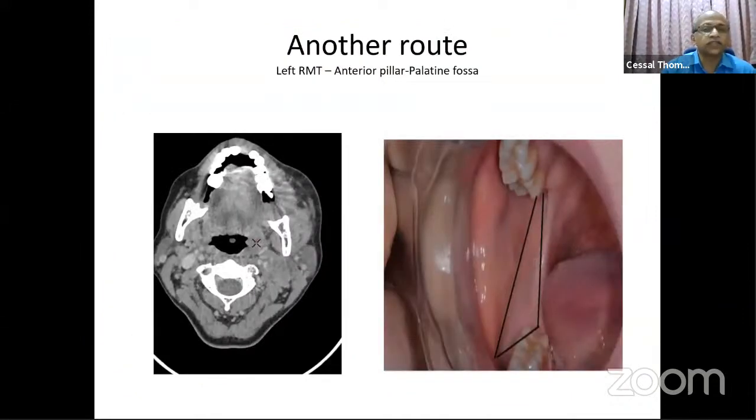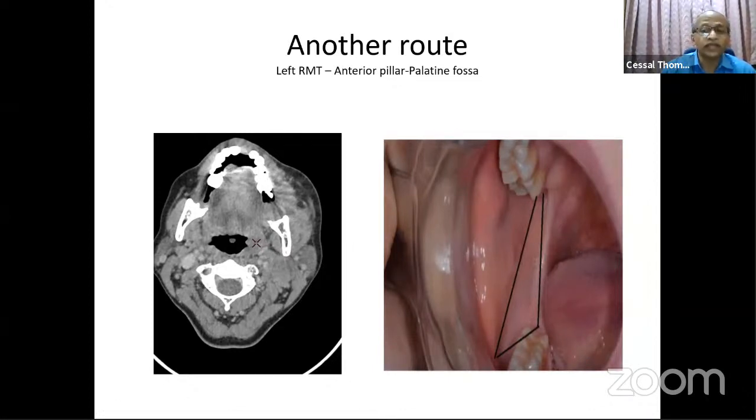And also there is another route, which of course you can see clinically: from the retromolar trigone area, it can go to the anterior pillar, anterior fossa, and from there to the palatine tonsil, palatine fossa. So it can spread like that also. So these are the two ways.